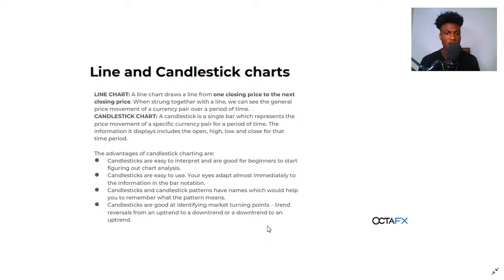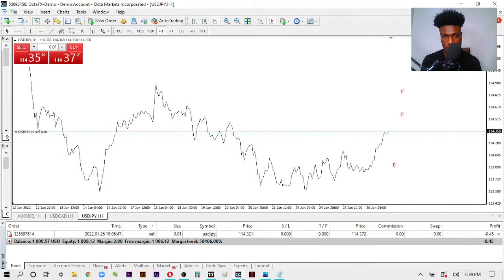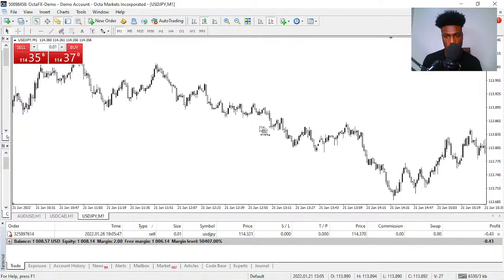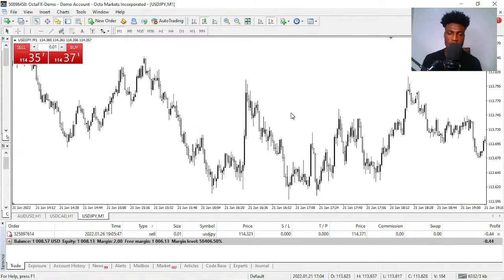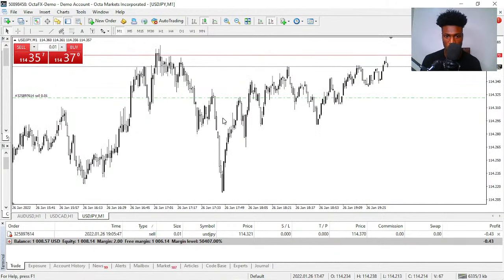So a candlestick chart is a single bar which represents the price movement of a specific currency pair for a period of time. The information it displays includes the open, high, low, and close for that time period. Okay, so this is what a candlestick chart looks like. It may not be these colors on your trading platform, you may have green and black or black and red, but this is what it looks like.